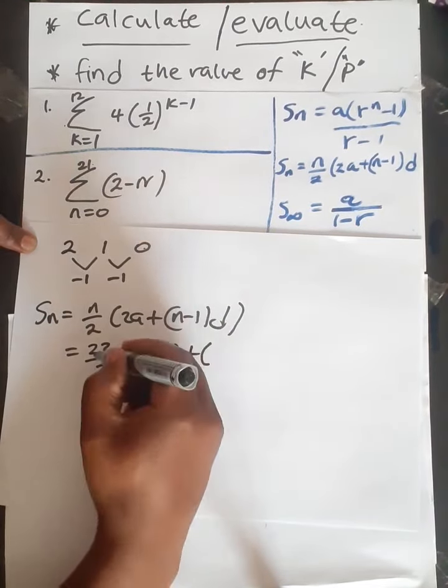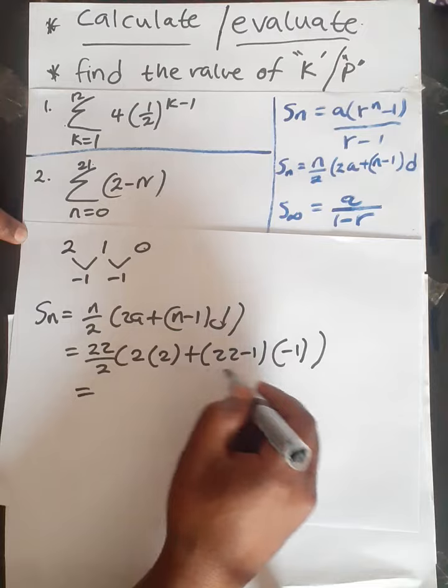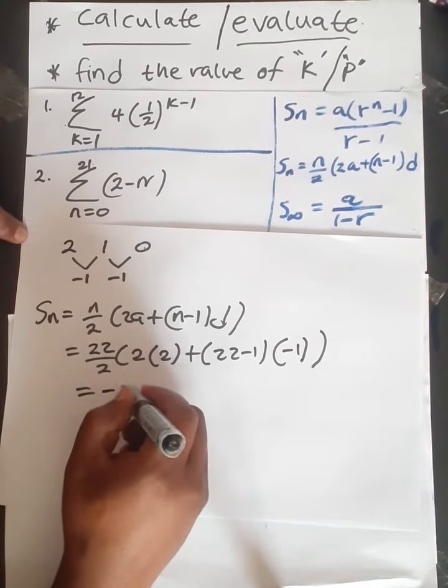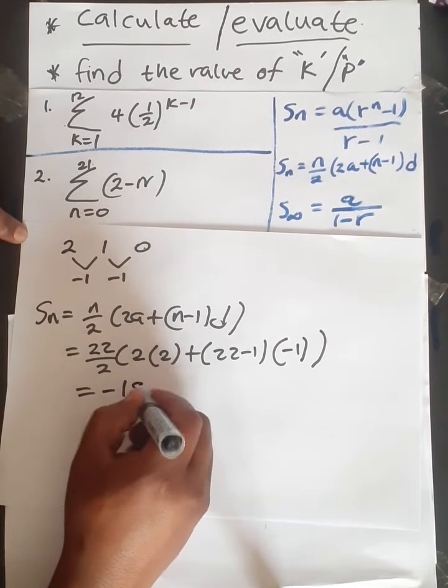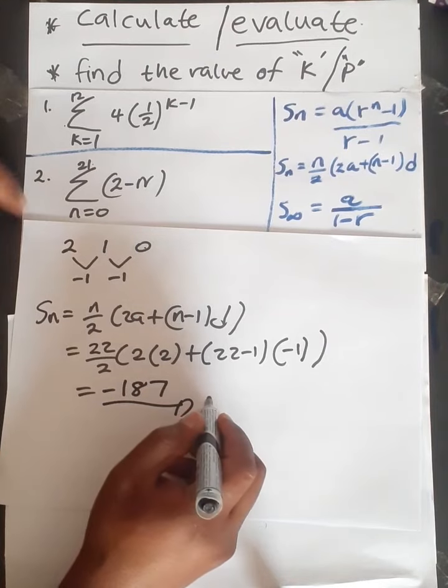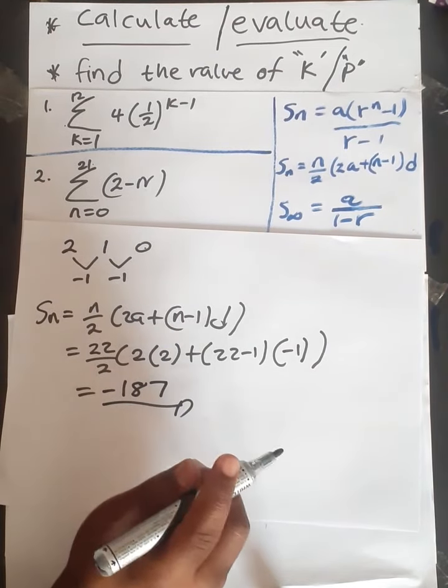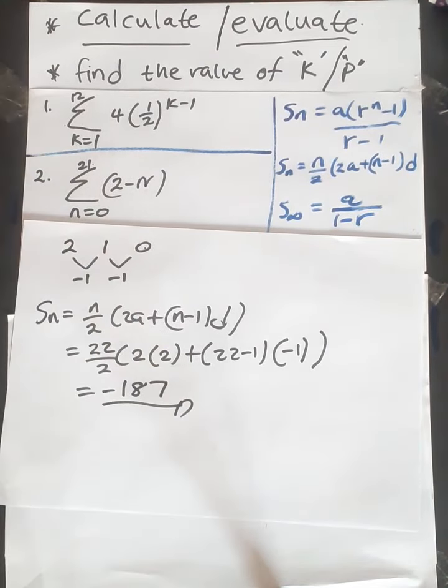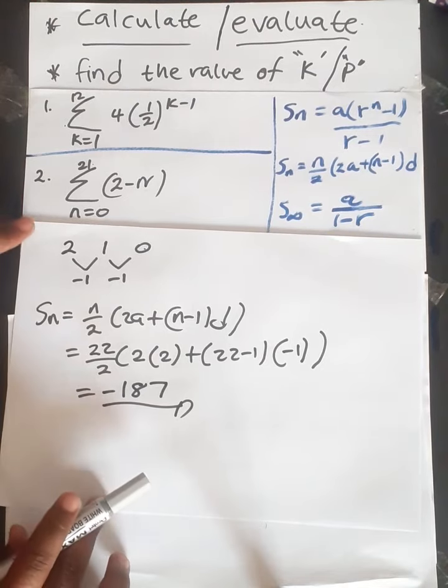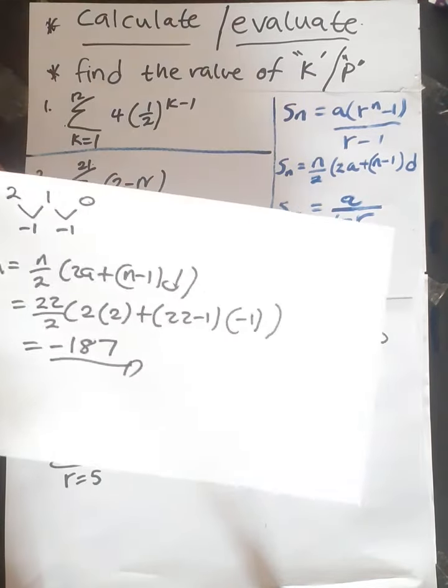The difference here at the bottom will be minus 1. Remember to put in the brackets here. Then calculate all of this, and you will get negative 187. Right? So this is how we evaluate and calculate when we are given a sigma notation.